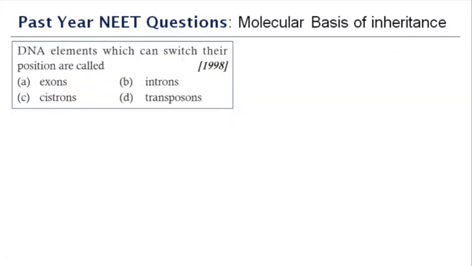DNA elements which can switch their position are called exons, introns, cistrons, transposons. So if you know this answer, it is a very direct question. Sometimes, you can adapt another strategy, that is negation. DNA elements which can switch their position. Do exons switch their position? No. Introns, they are the intervening sequences between exons. They never switch their position. Cistron is a component of DNA that codes for polypeptide. It never switches the position. So what is the answer?